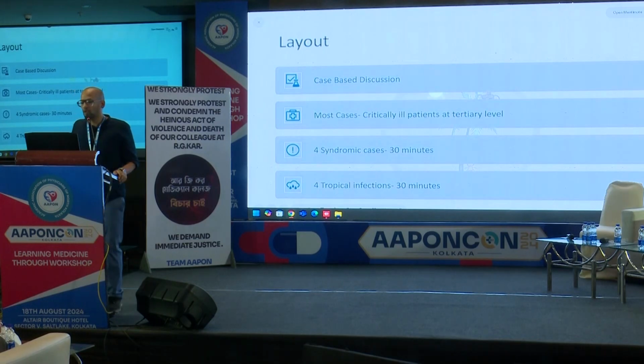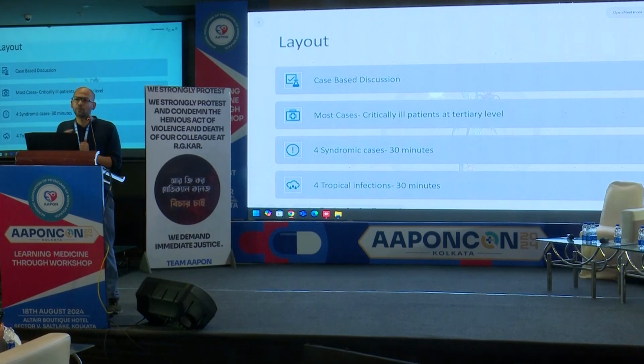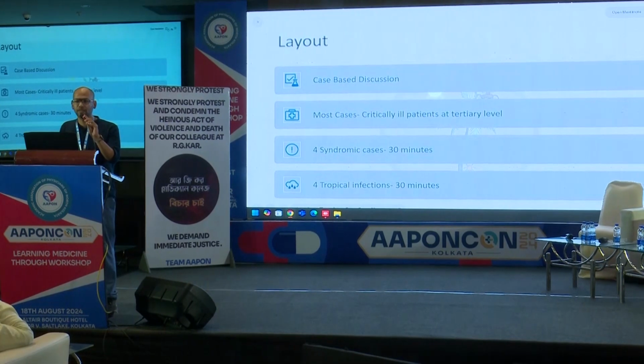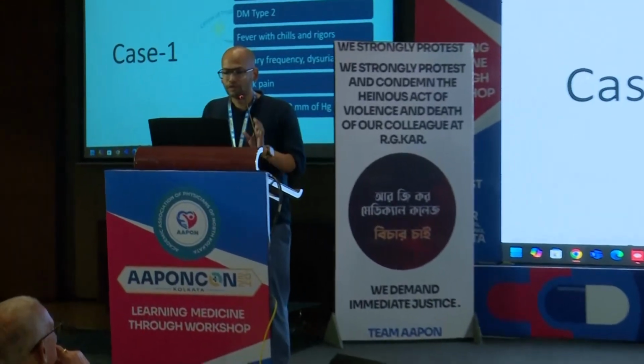but the idea is that we'll dissect what would be a good approach. I have divided this 1-hour workshop into 2 parts. The first part has 4 syndromic cases which deal with antimicrobial resistance, and there are 4 tropical infections which are very common in all parts of India, and this is my area of interest. We'll try and finish off these 4 cases in 30 minutes each. So let's start with the first case.